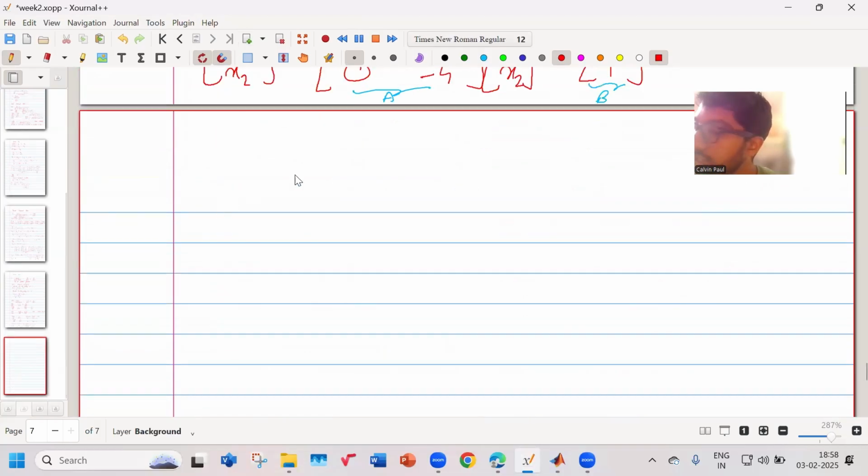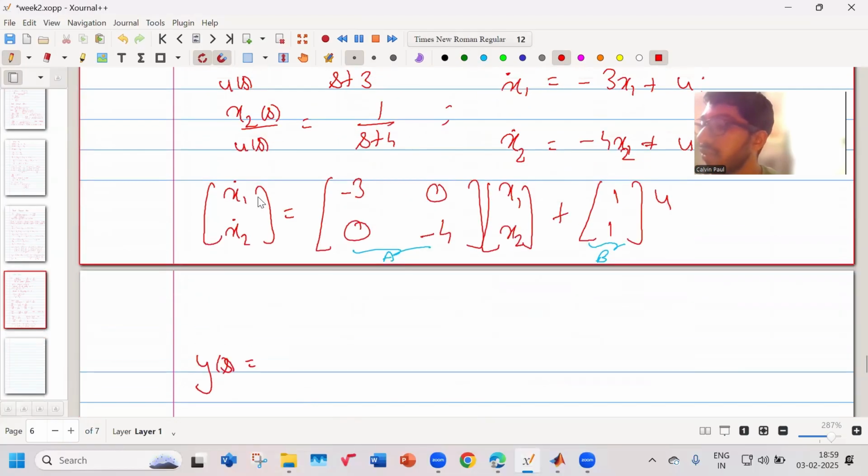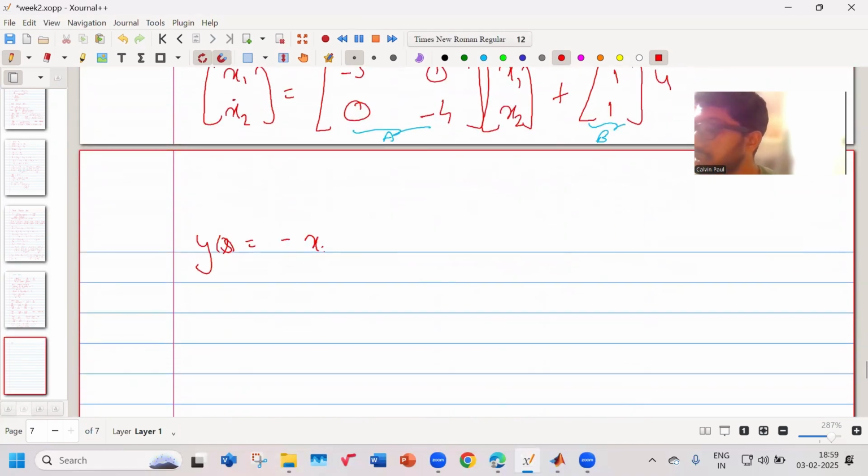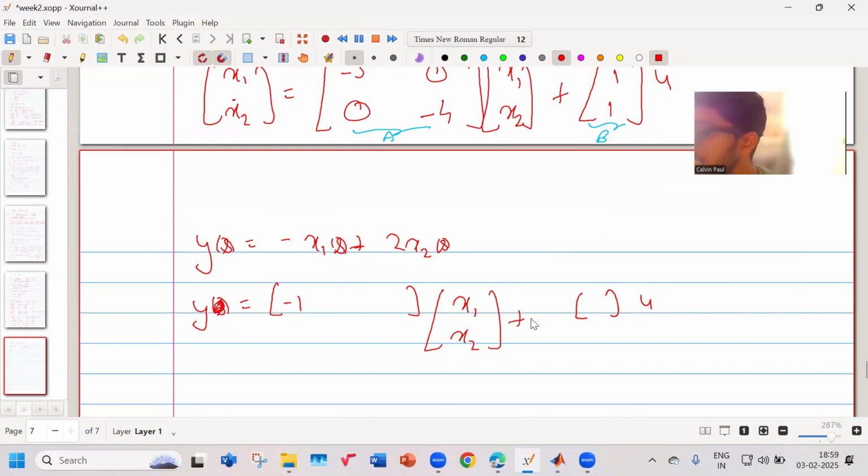Now we also have y of s. Y of s is what? Minus x1 of s plus 2x2 of s. So y of s is equal to, in terms of x1 and x2, plus something into u. So y actually is equal to minus 1 into x1 plus 2 into x2 plus 0 into u, right? So over here, this is the C matrix and this is the D matrix.